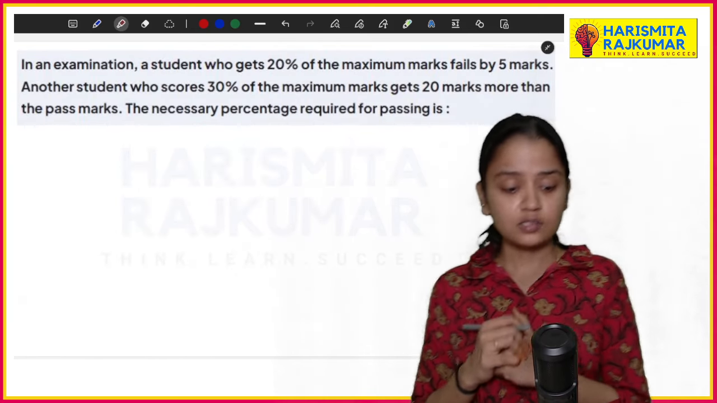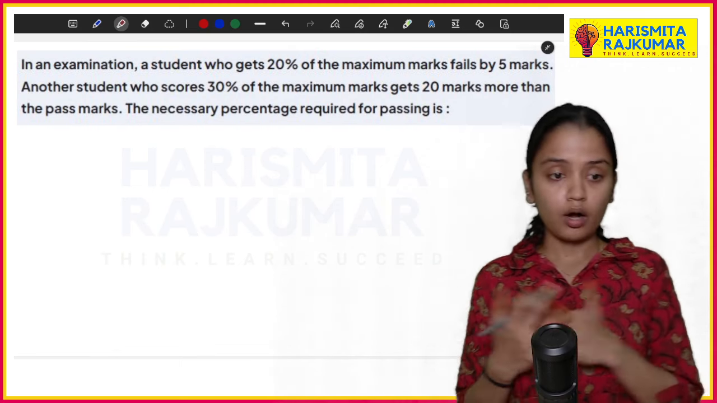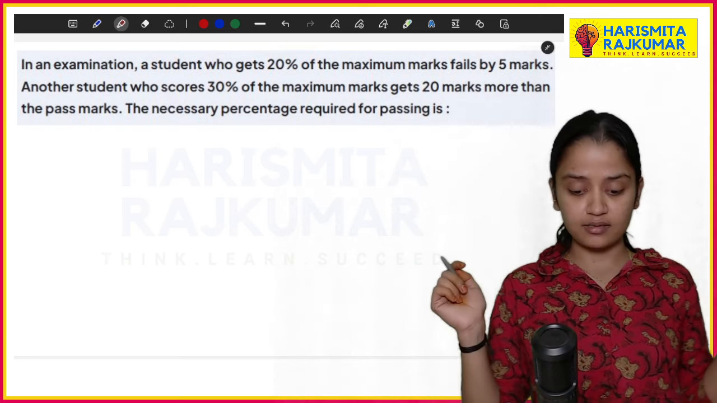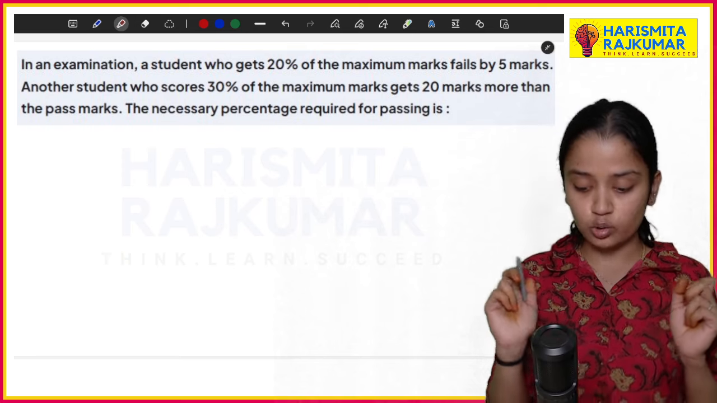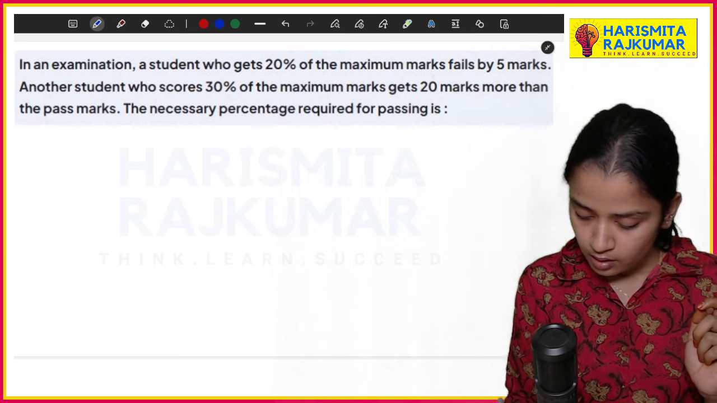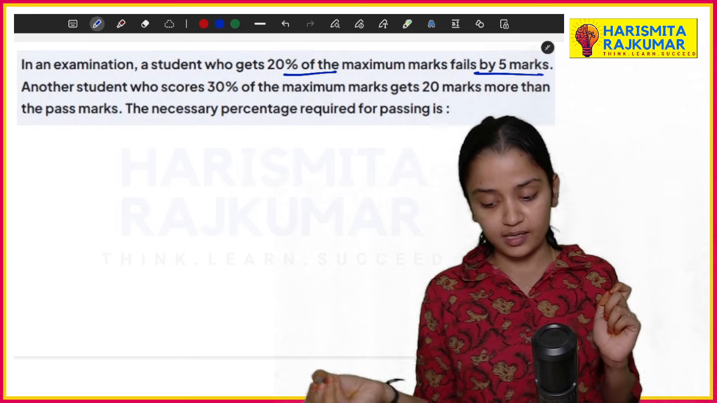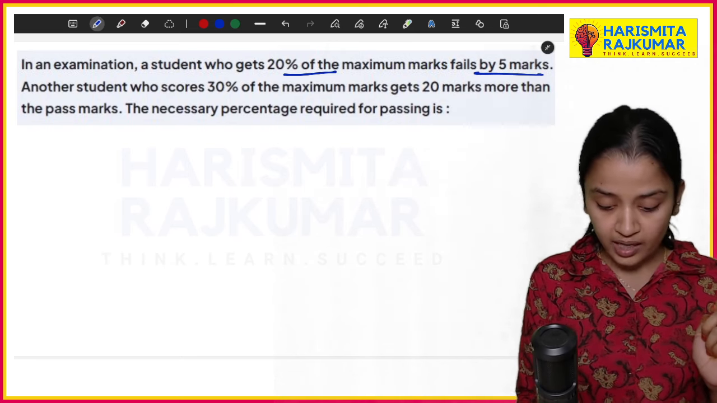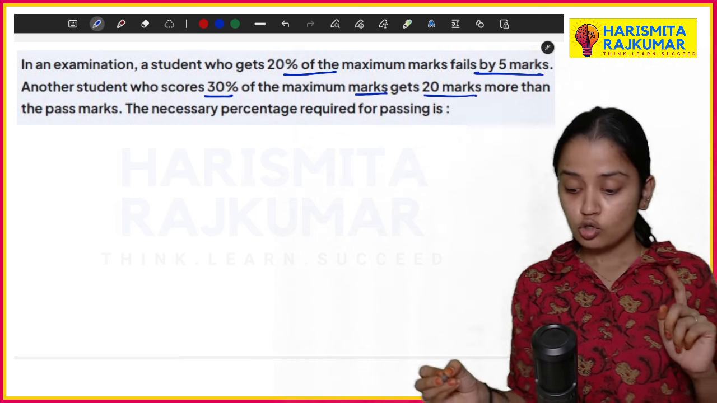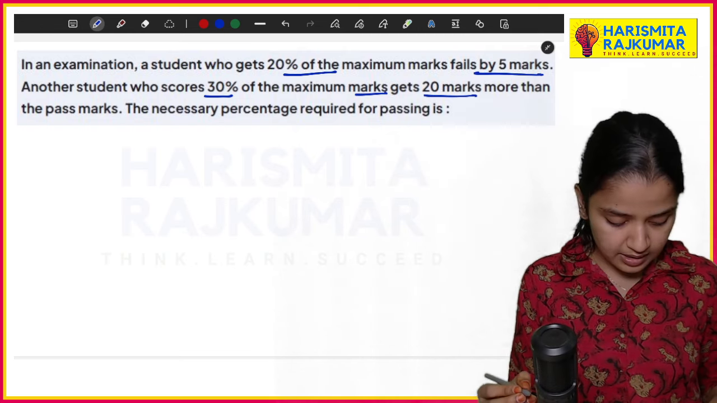And this question, kindly answer it on your own, or I'll just give a hint. You just comment the answer below. A student who gets 20 percentage of the maximum mark fails by 5 marks, and another student who scores 30 percentage of the maximum mark gets 20 marks more than the pass mark. So what is the average required?